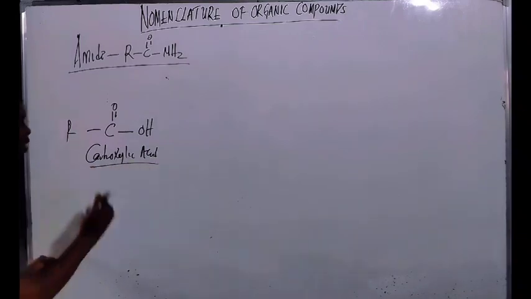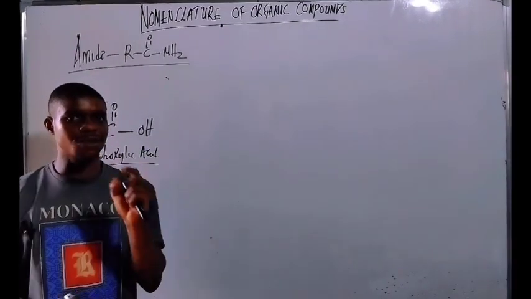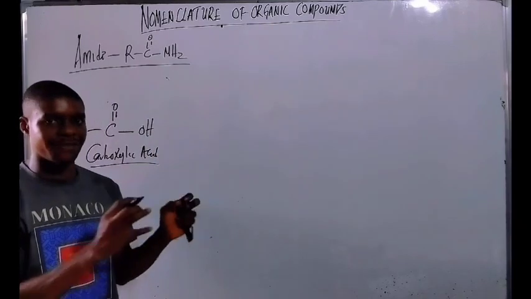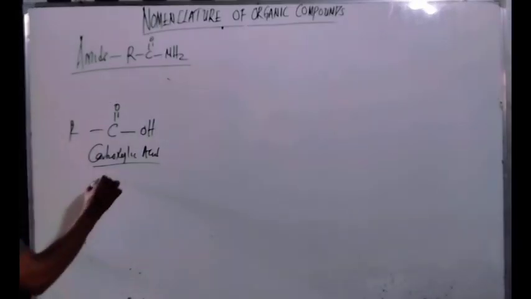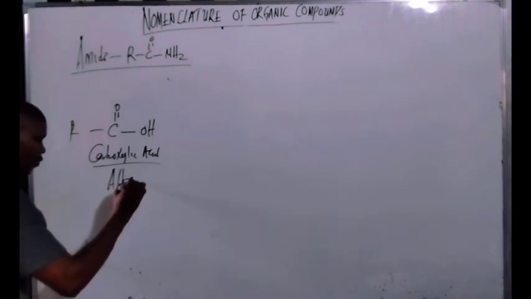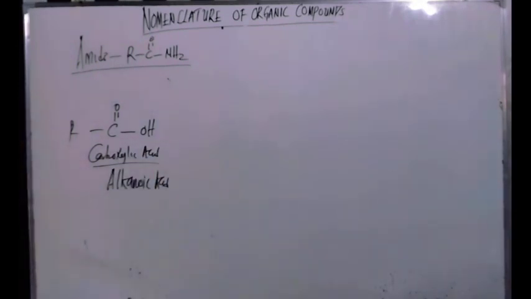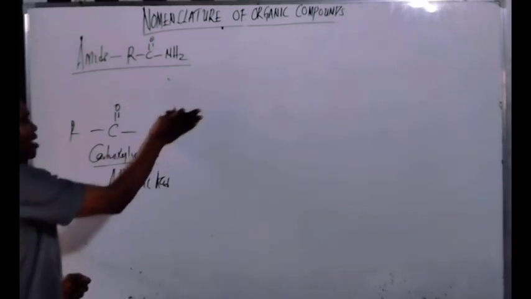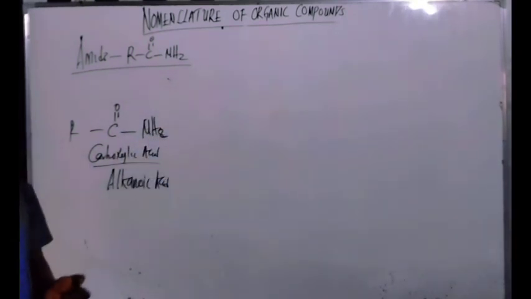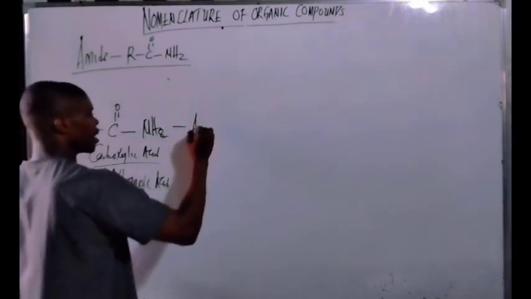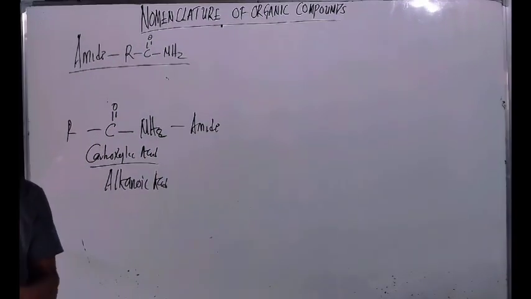I have done the nomenclature of carboxylic acids in my previous video, so check out that video. You have to name carboxylic acid under the first video I did. So this is called carboxylic acid. Now we also have amides. If you remove this OH here and replace it with NH2, it is now going to be amides.